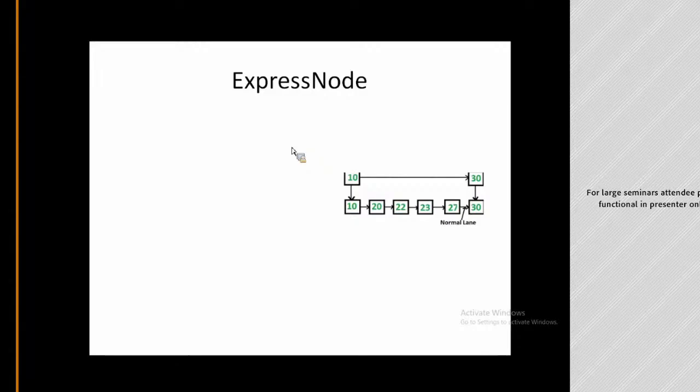Okay, Rishita has given something. Struct express node, very good. Int data, struct express node lower level node, and next. Good. Well tried, Rishita. Can somebody improve on that?